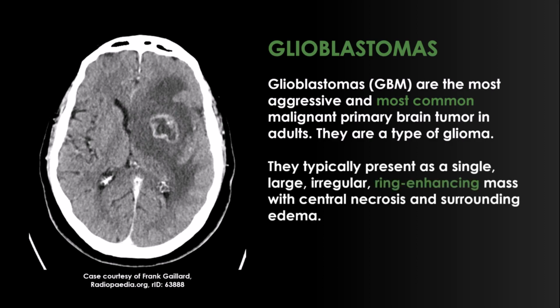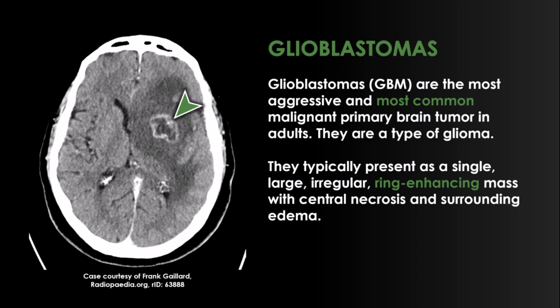They typically present as a single, large, irregular, ring-enhancing mass with central necrosis and surrounding edema. This patient has a glioblastoma with these characteristic features. Notice that the outer edge of the tumor is brightly enhancing with contrast. That is a classic feature of a glioblastoma. Also notice that the center of the tumor is not enhancing because it is necrotic. That refers to an area of cell death.